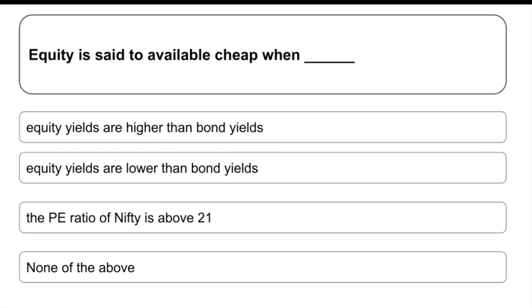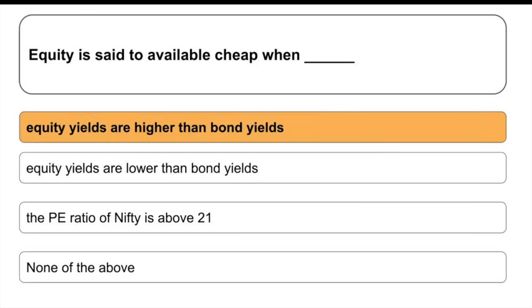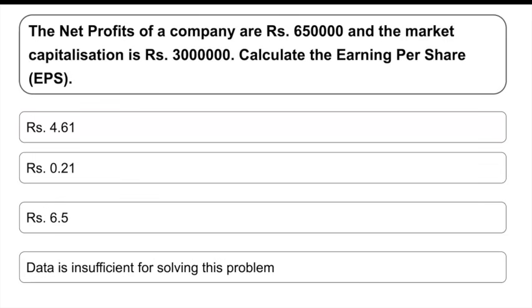Next question. Equity is said to be available cheap when? Options are A, equity yields are higher than the bond yields. B, equity yields are lower than the bond yields. C, the PE ratio of the Nifty is about 21. D, none of the above. So the correct answer is equity yields are higher than the bond yields. Only then will we say that equity is available cheap. Going to the next question.